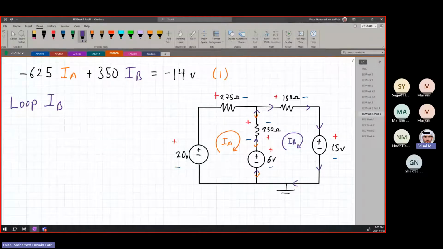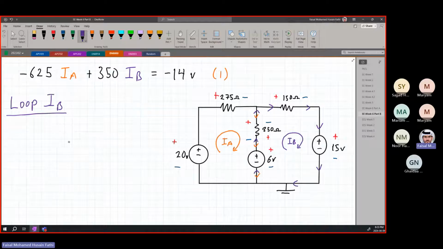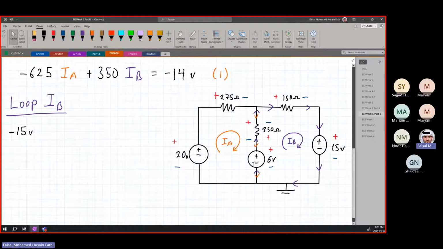Again, we can start from this voltage source if you want. So starting from this voltage source, plus minus 15 volt. This is going from plus to minus, so this is a voltage drop. So this is going to be minus 15 volts. All right, because we are going from plus to minus, we'll come here. We are going to this voltage source now. So it's minus plus. So it's gaining. So this is going to be plus 6 volts.